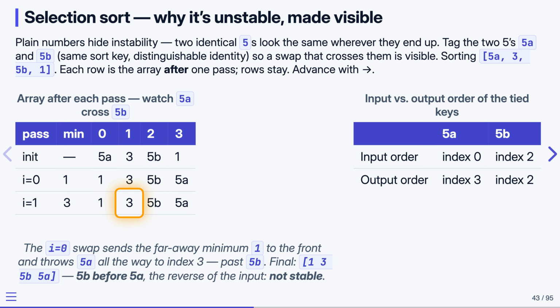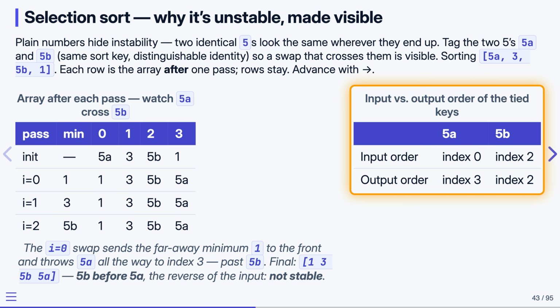Second pass, i equals 1. The smallest key in the rest is already 3 at index 1, so there is no swap. The amber cell just marks that 3 stays. Third pass, i equals 2. Now A at index 2 is 5B and A at index 3 is 5A. Their keys are equal, so A[j] less than A[min] is false, and min stays at index 2. No swap. The final array is 1, 3, 5B, 5A.